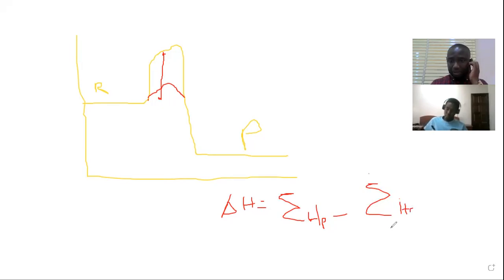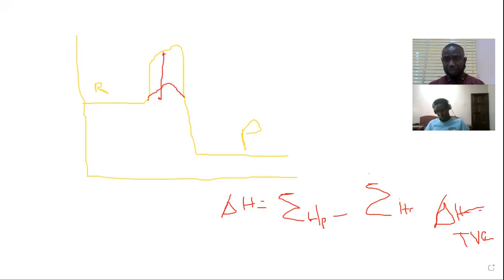Another thing we know about an endothermic reaction is that delta H is always positive. Very important. Delta H is always positive. Okay, this is how we know that a reaction is an endothermic reaction.